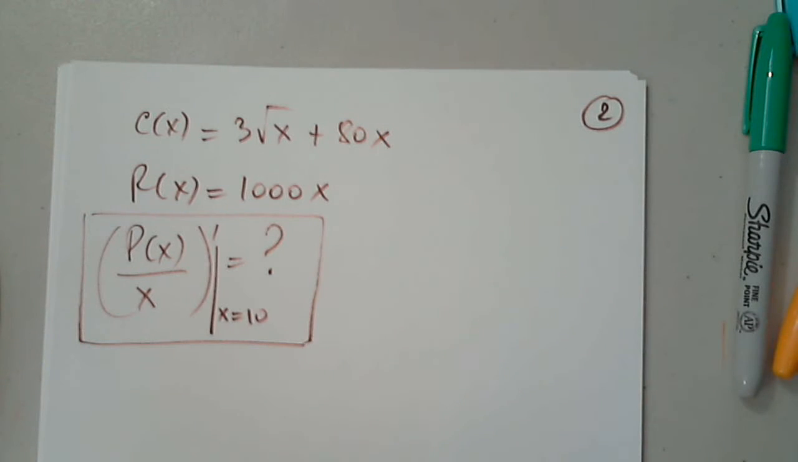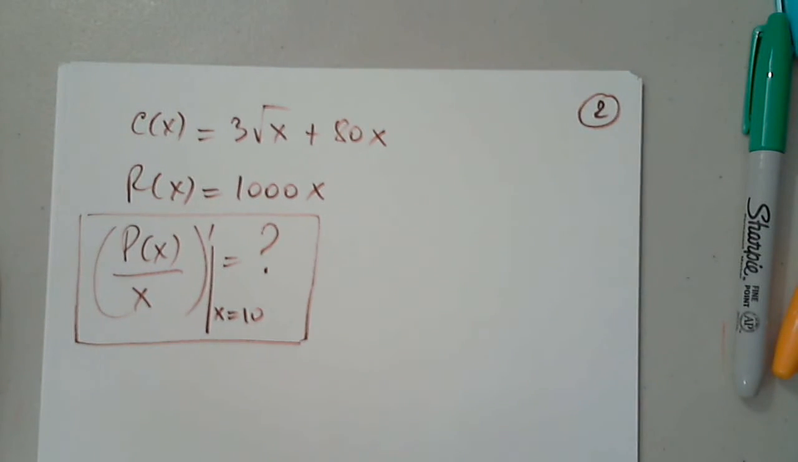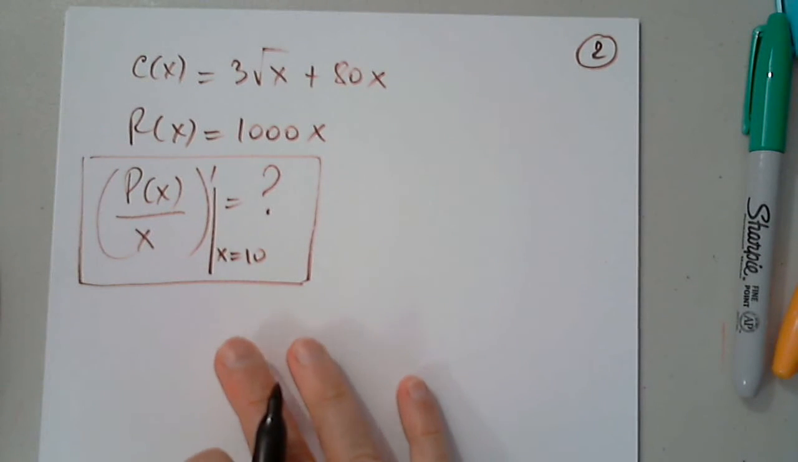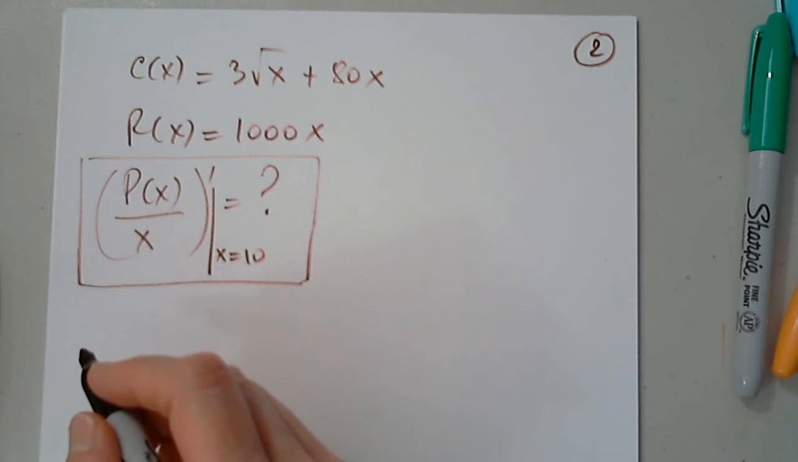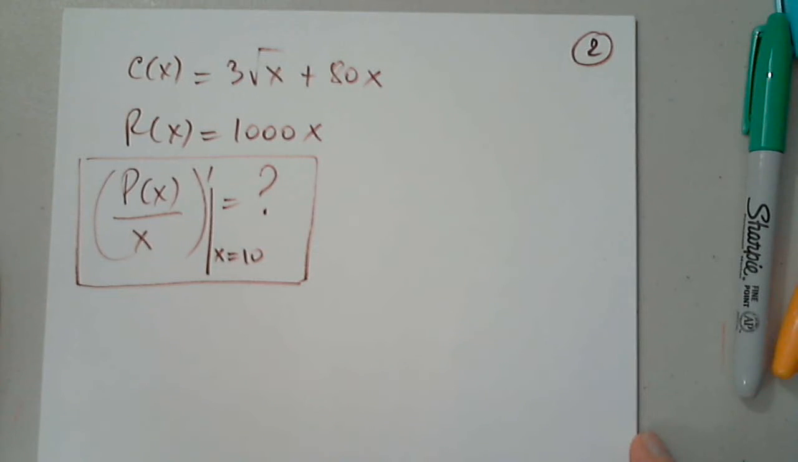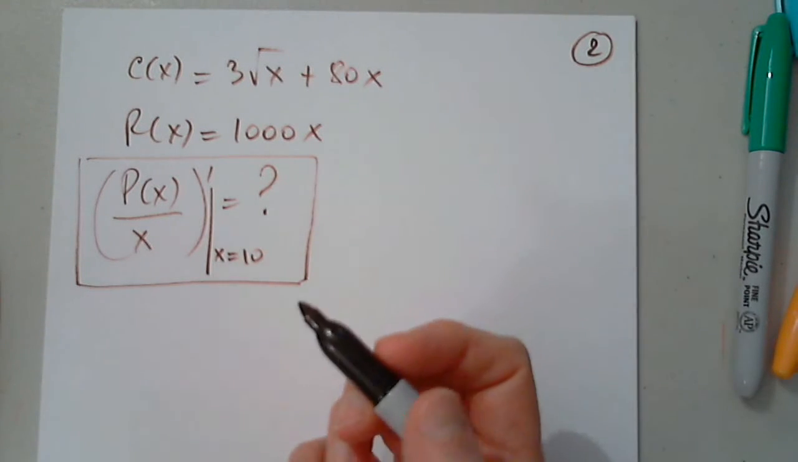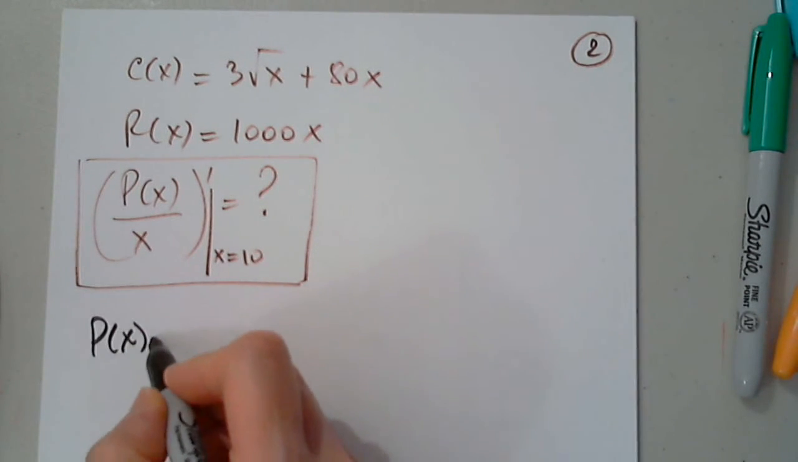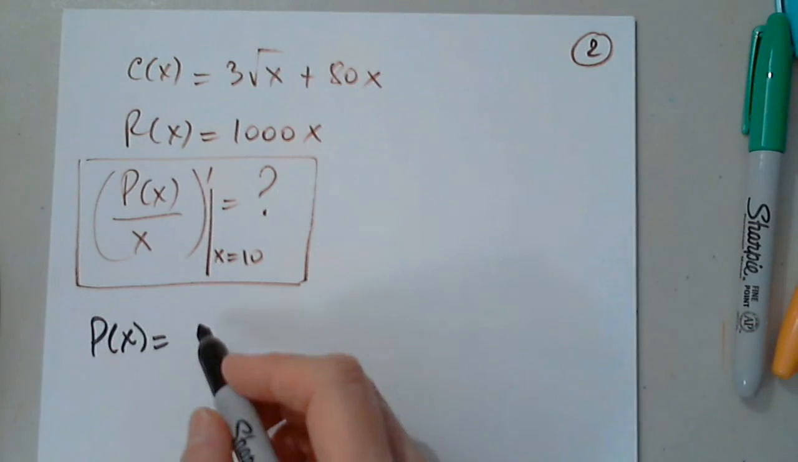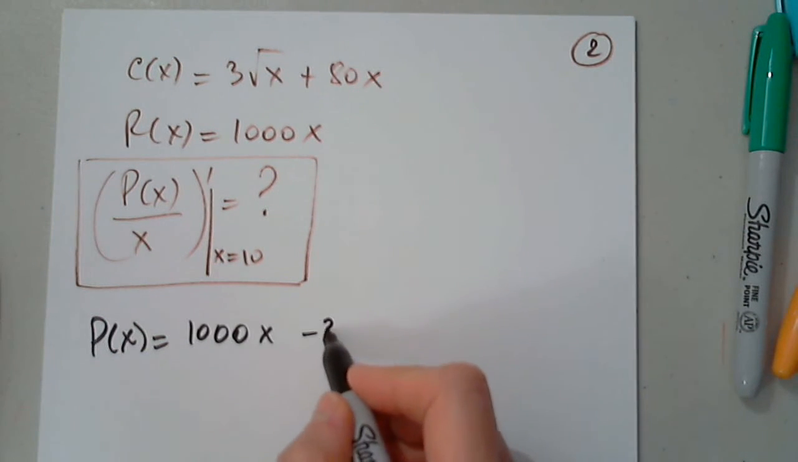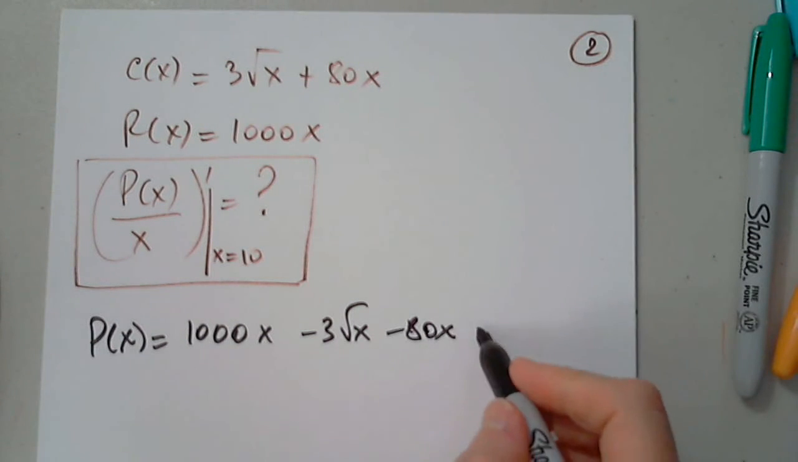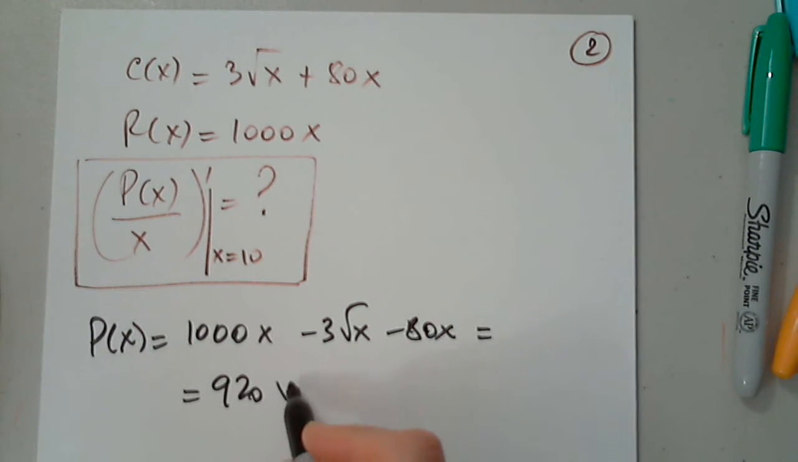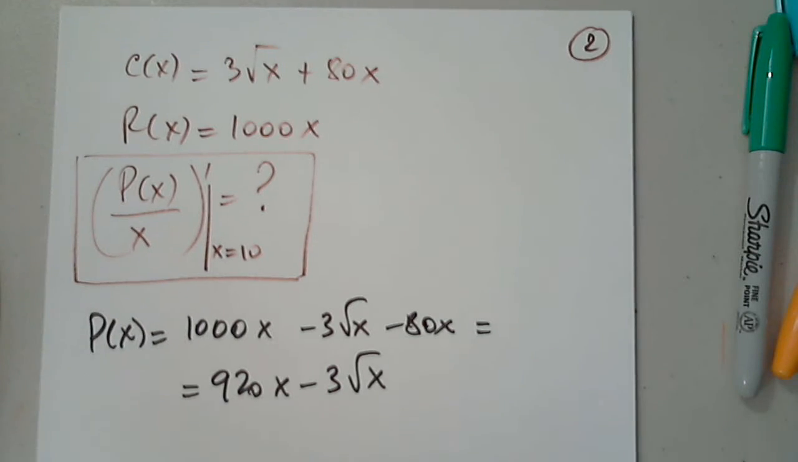Okay, so first I have to create the function. As we did in class, we had examples like this. So please review the notes, review the videos before you do anything. And take notes, again, summarize. So the profit function is revenue minus cost, 1000x minus 3 the square root of x and minus 80x. These are like terms. So I'm going to write 920x minus 3 the square root of x.